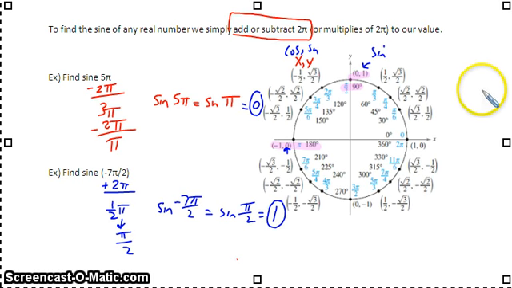Again, I want you to use the unit circle to find your answers, because if I asked you to find the sine of 45 degrees and you type it in the calculator, you're not going to get that. You're not going to get square root of 2 over 2. You're going to get a value that is not on the unit circle.